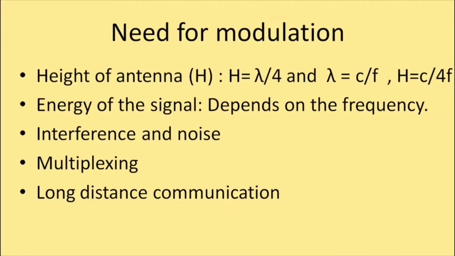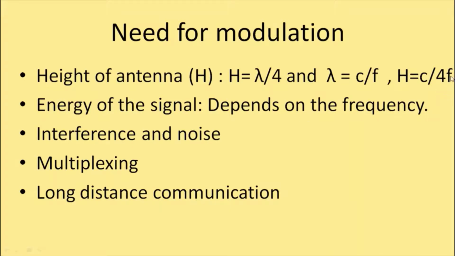So now if I substitute this value of lambda into this equation, what I get is h is equal to c by 4f. So observe this equation. Here h is inversely related to f, or the height of the antenna is inversely related to the frequency of the signal. So if I have to transmit a signal with very low frequency, maybe something around 100 Hz or 1000 Hz, the height of the antenna required would scale up to several kilometers. And practically that is highly impossible.